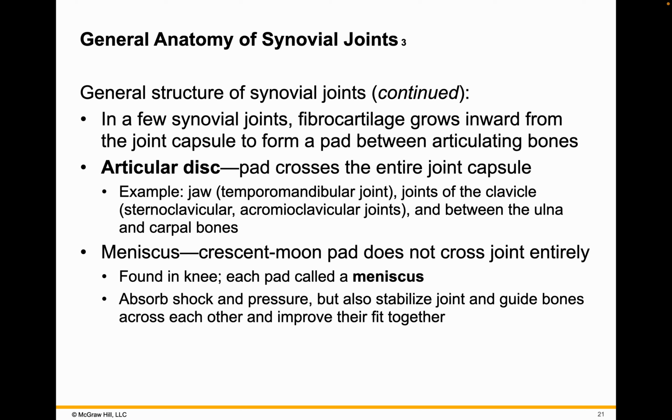In a few synovial joints, fibrocartilage grows inward from the joint capsule to form a pad between the articulating bones. That would be an articular disc, where the pad crosses the entire joint capsule. In the temporomandibular joint we have one of these, in the clavicle, and between the ulna and the carpal bones. A meniscus is more of a crescent moon-shaped pad that doesn't cross the joint entirely. They're found in the knee, and each pad is called a meniscus. They are there to absorb shock and pressure, but also to stabilize the joint and help guide the bones across each other and improve their fit together.